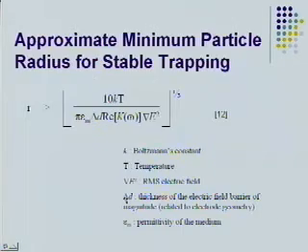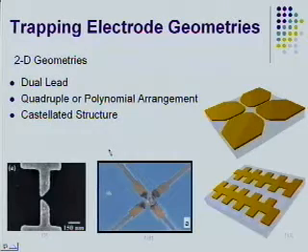So this is the approximate minimum particle radius for stable trapping. So this is the equation. You would have to have this radius if you're going to be able to stably trap the particle. I'm not going to get too much into the details. There's a reference here if you'd like to see more of that. But let's continue into the electrogeometries because we discussed that could be a problem.